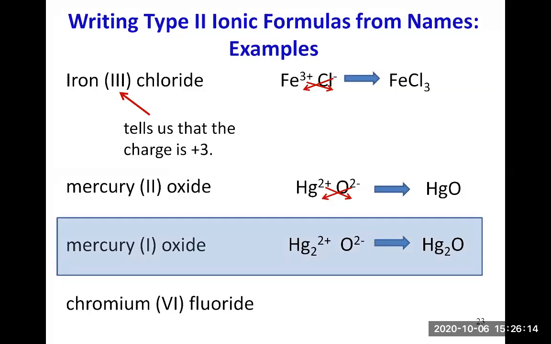Chromium 6 fluoride. Chromium 6 means Cr6 plus, and the fluoride ion from group 7A, it's 7 minus 8, it's -1, it's a halogen. So we have chromium 6 plus and F minus. Here you can do the crisscross trick and you will get CrF6, and that's chromium 6 fluoride.